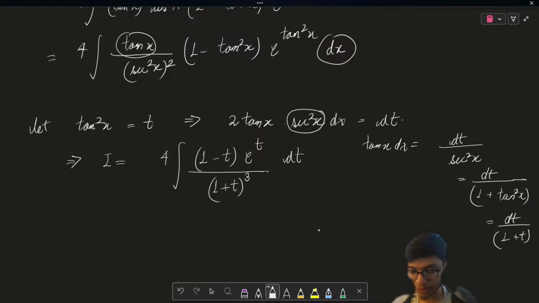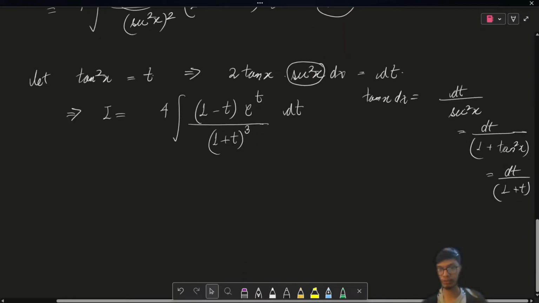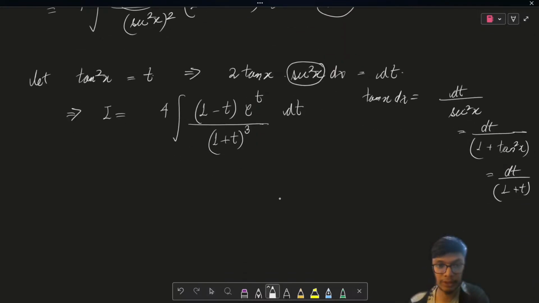Now the thing is that we are basically getting a form of e to the power x times f of x plus f dash of x. That kind of equation is basically now becoming, so therefore, we have a direct solution for this. So what I can do over here is, oh, I don't forget the 2 over here. So this will become not 4, this will become 2, because already there is one 2 over here, right?